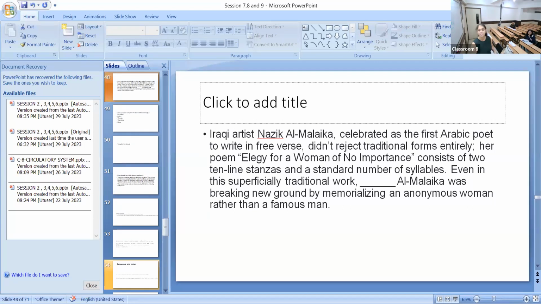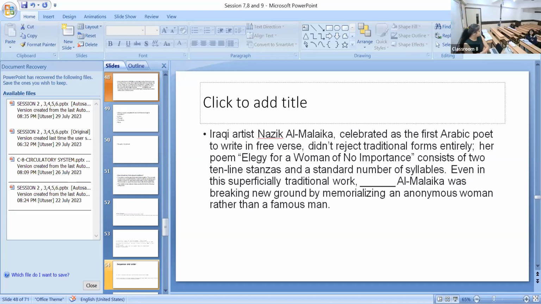What is that? What do you think about though? They say though, but can you place it? Yaksh, what do you think? Can we do though over here? Yes, ma'am, and I think in fact also, but I don't know. Even in this superficially traditional work, though al-Malaika was breaking numerous laws. Ma'am, I think in fact will be the best fit because if we add though, then it should be followed by another contradiction.